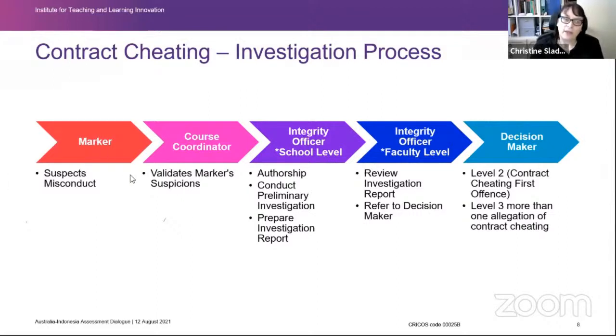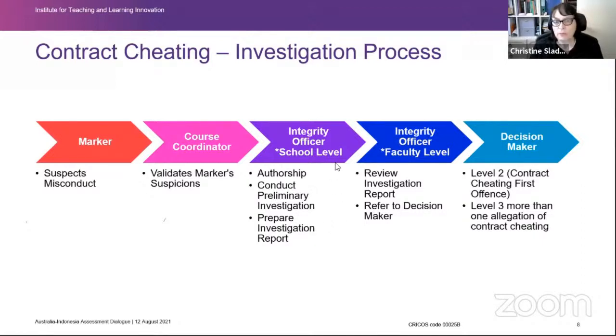Then what happens is that the marker goes to their course coordinator, the person in charge of the course, and they validate whether they think the marker's suspicions are correct. We also know that course coordinators have a lot of work to do, a lot of responsibility. So what we've tried to do here is we have an integrity officer in every school. So that's about 32 integrity officers, and that's a service role they have and we provide them with more professional learning. So around authorship is a tool, a technology that you can use to compare a student's submissions over time. And they'll conduct the preliminary investigation and prepare a report.